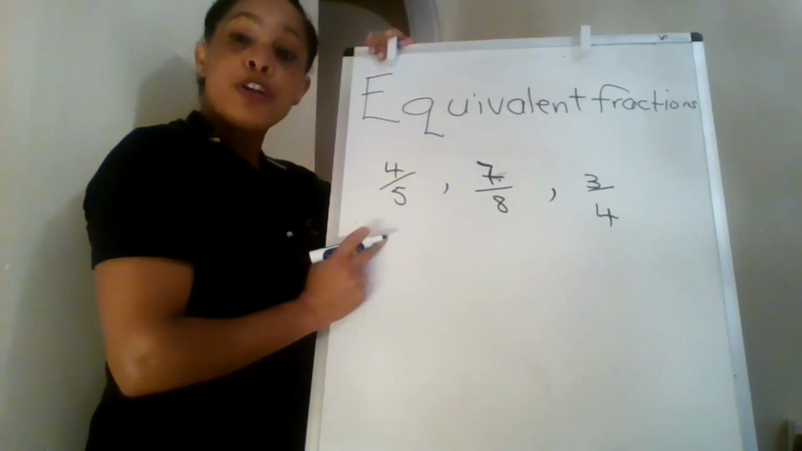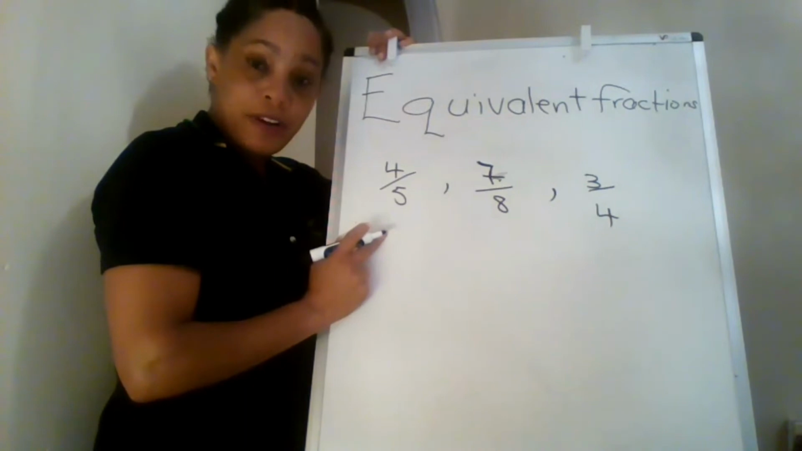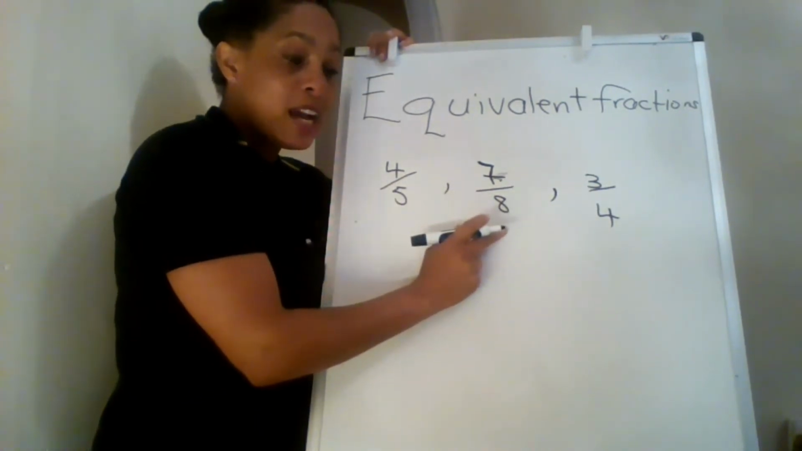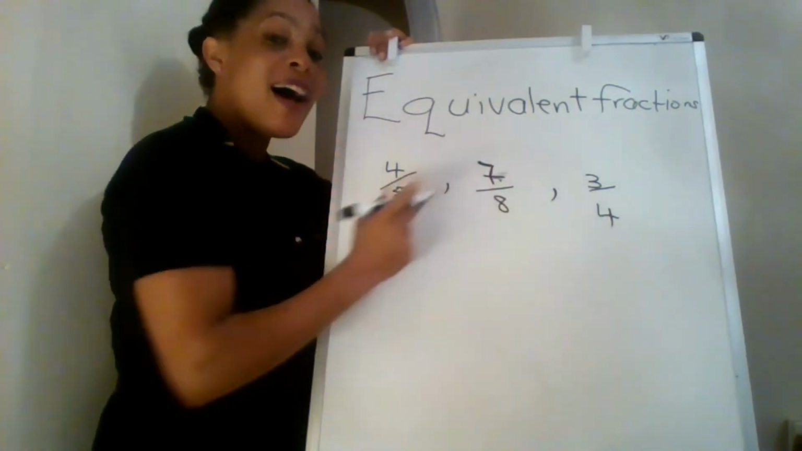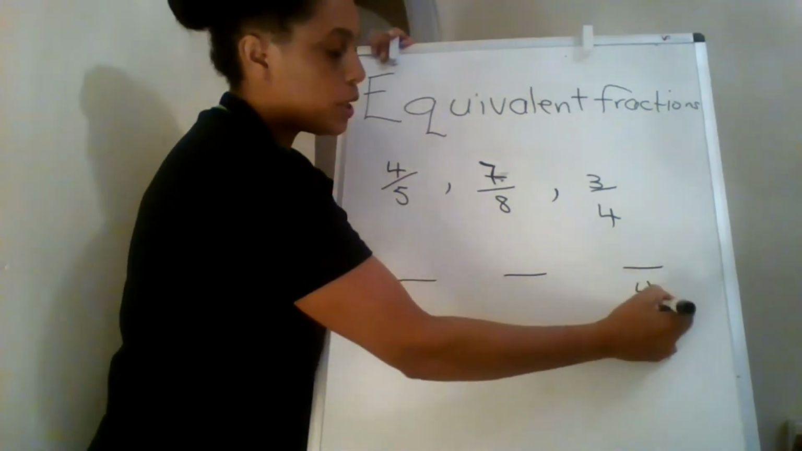Next one is going to be 32. 32 is in the 8 times table, the 4 times table, but it's not in the 5 times table. The next one is going to be 40. 40 is in the 8 times table, the 4 times table, and the 5 times table. So now I'm going to change them to 40.